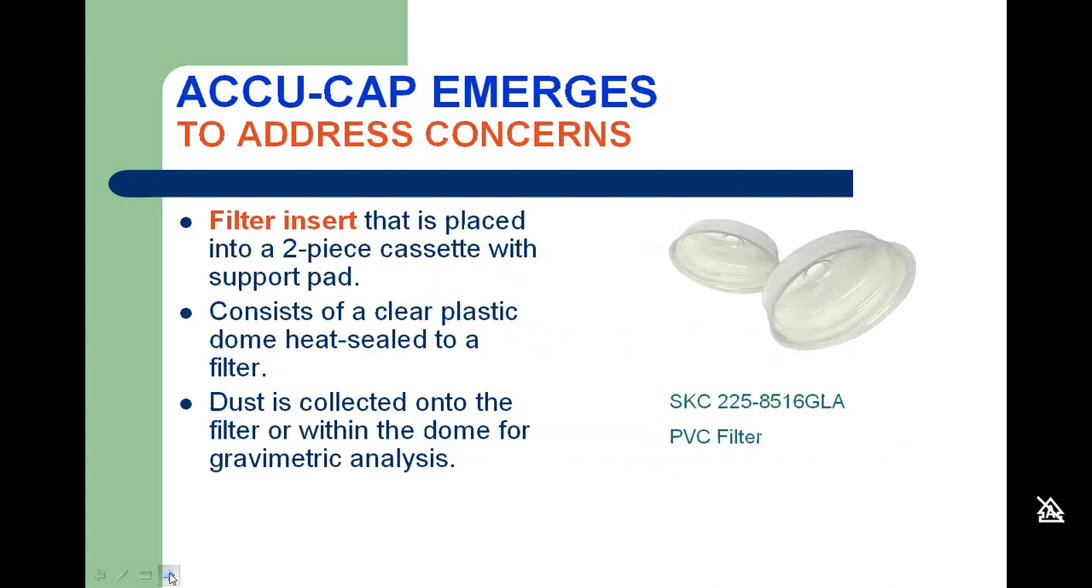As an alternative to wiping cassettes, a sampler called the AccuCap has emerged to solve the problem of cassette wall losses. The AccuCap is simply a filter insert that is placed into a 2-piece cassette with support pad for use. The AccuCap consists of a clear plastic dome that is heat sealed to a PVC filter. Dust is collected onto the filter or within the dome for gravimetric analysis.